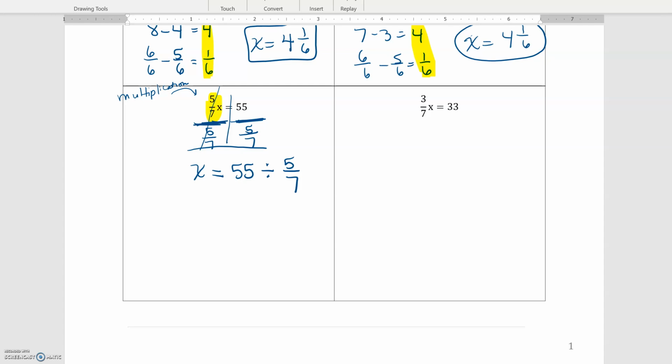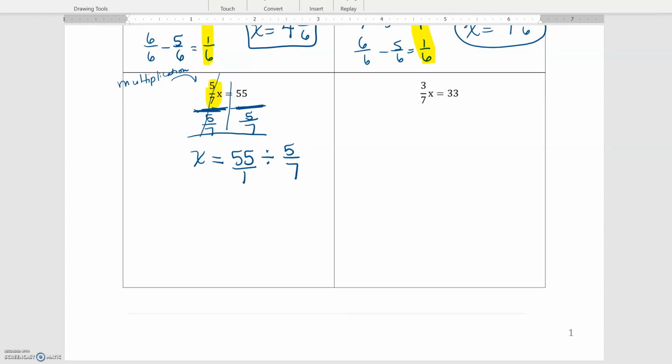I know you've learned earlier this year how to divide by fractions. If you divide by fractions, you make the first number over 1 to make it look like a fraction, and you multiply by the reciprocal, or flip the second fraction. So now I have 55 over 1. Change division to multiplication, and then find the reciprocal of 5/7, which is 7/5.